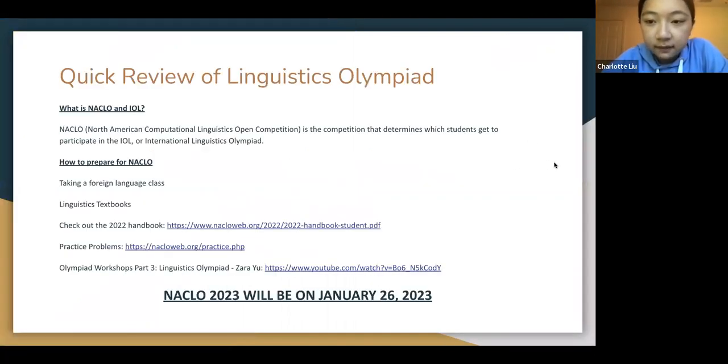I want to have a quick overview of the Linguistics Olympiad in case you're new to it. So what is NACLO and IOL? NACLO is the North American Computational Linguistics Open Competition. Depending on how you do on that competition, it will determine if you get into IOL, which is the International Linguistics Olympiad.